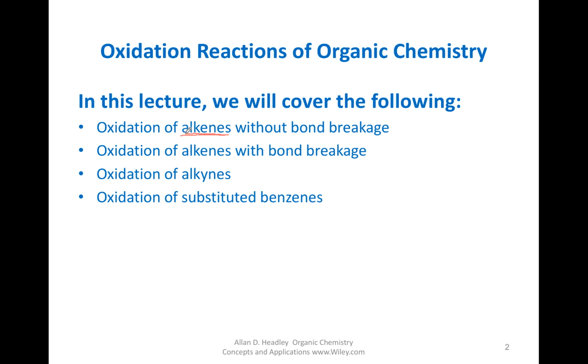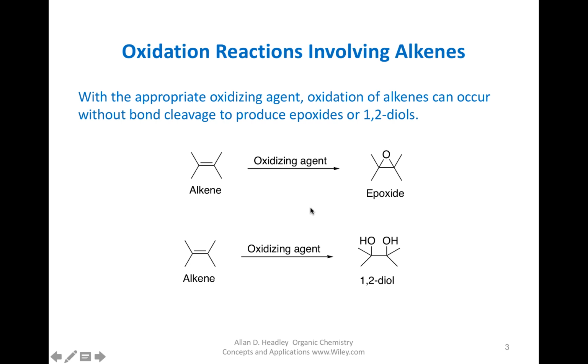You will discover that we can carry out the oxidation without the cleavage of the carbon-carbon double bond, or we can carry out the oxidation of alkenes with the cleavage of a carbon-carbon double bond. Of course, as you can imagine, the reagents for these two reactions are different. And then we look at the oxidation of alkynes, and lastly the oxidation of substituted benzenes. Okay, so let us start our lecture here.